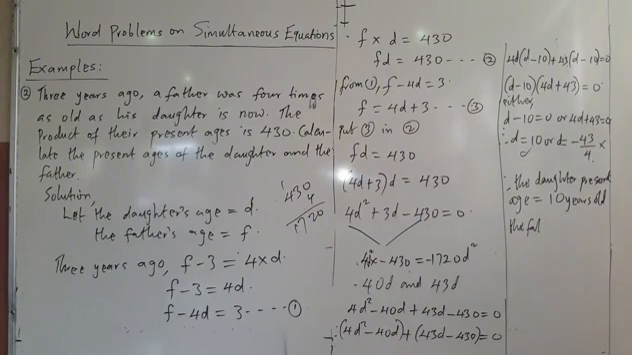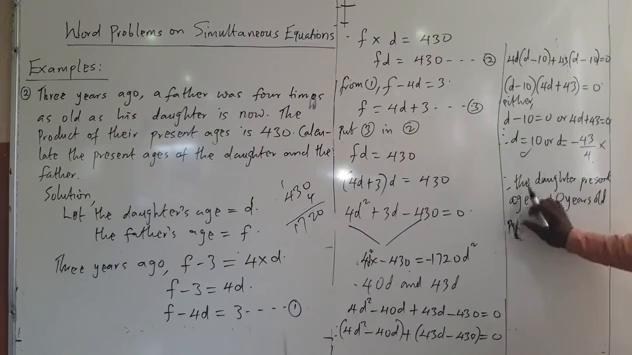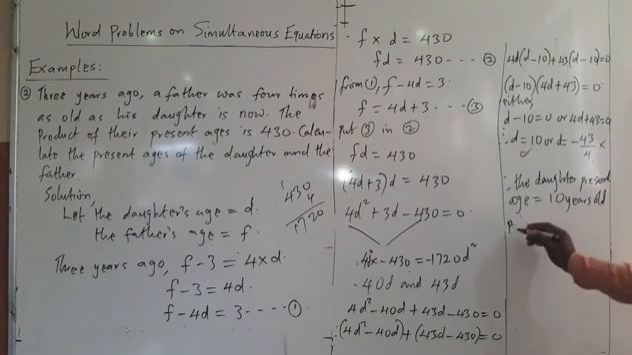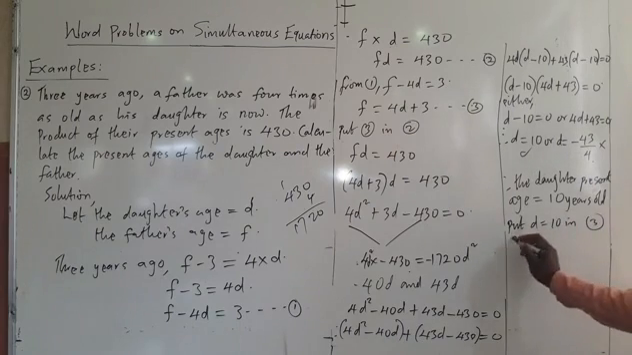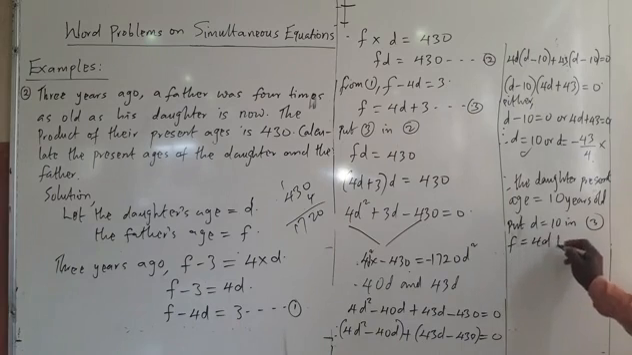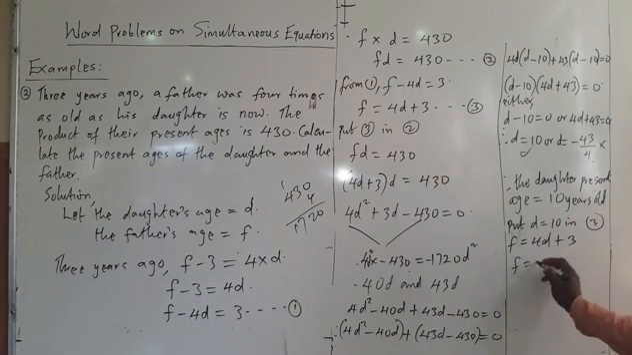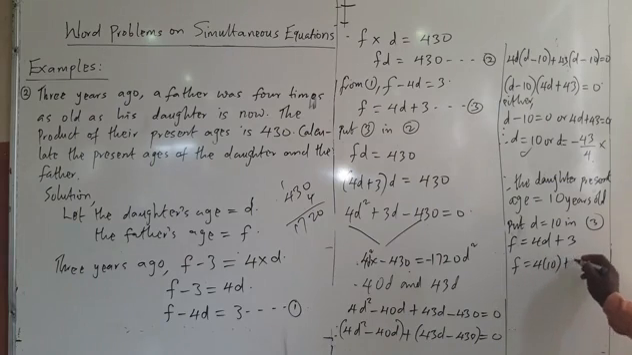while the father, okay, we still need to look for f. So we still need to look for f by putting d equals 10 in equation 3. And what is equation 3? f equals 4d plus 3. So f equals 4 into 10 plus 3, which is 40 plus 3, which is 43.